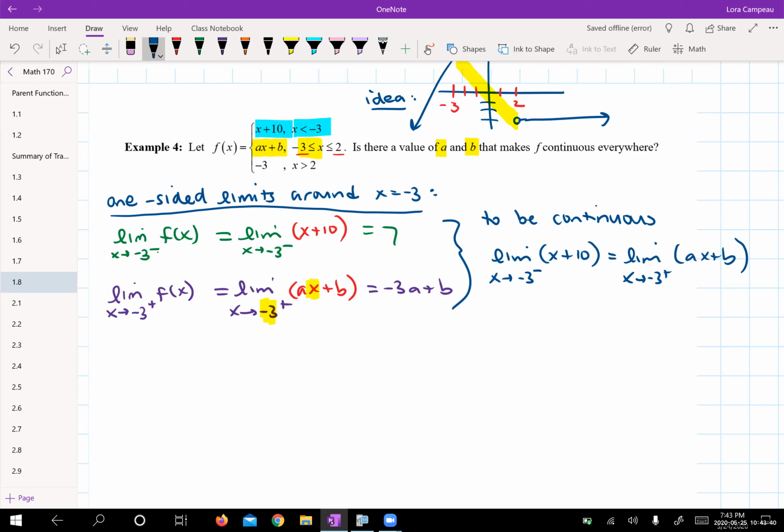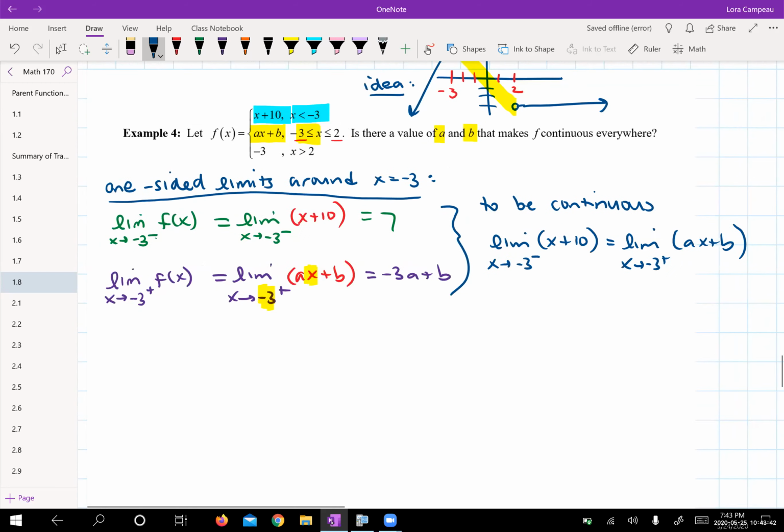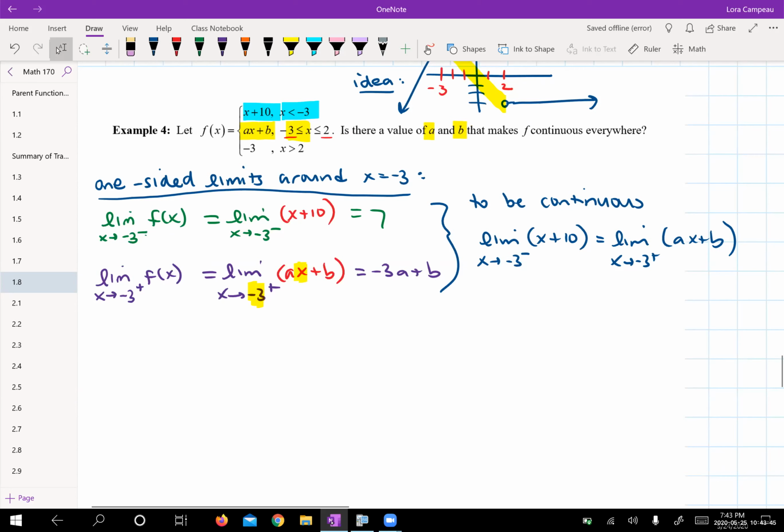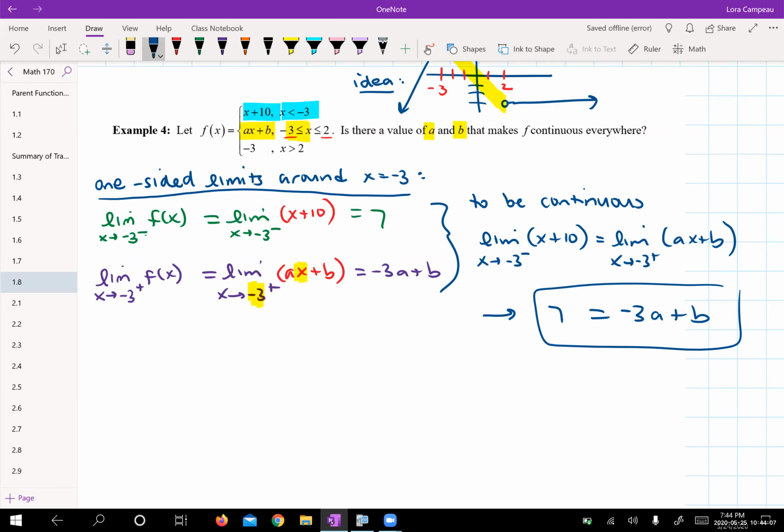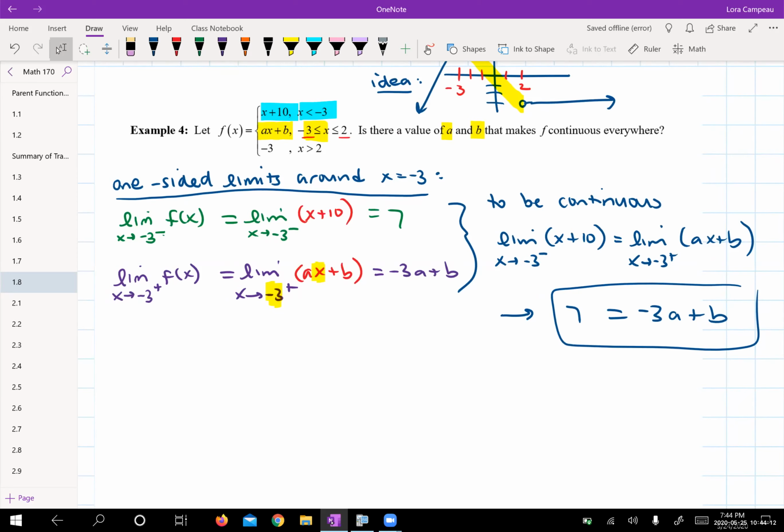Criteria number 2. And so what you're going to have for yourself, if we're going this route, we already calculated the limit 7 is equal to -3a plus b. So the one-sided limits that we calculated should be equal if the limit exists at everything. So I'm going to come back to this later, but you're going to probably guess what we might see. I looked at the endpoint limits around what's happening at -3.